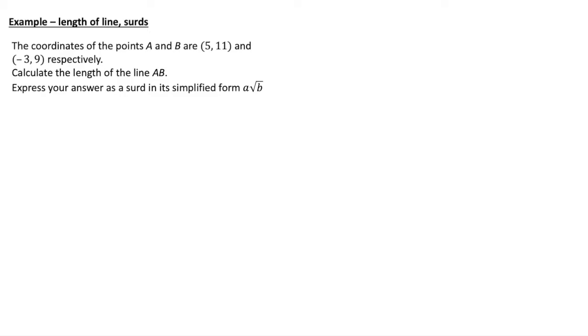So the first question is, we're given the coordinates of 2 points A and B, and they are (5, 11) and (-3, 9), and we're asked to calculate the length of that line. So express your answer as a surd in its simplified form, a root b.